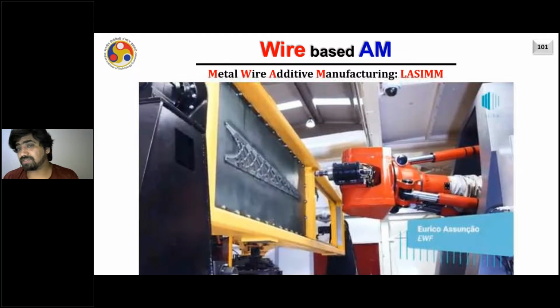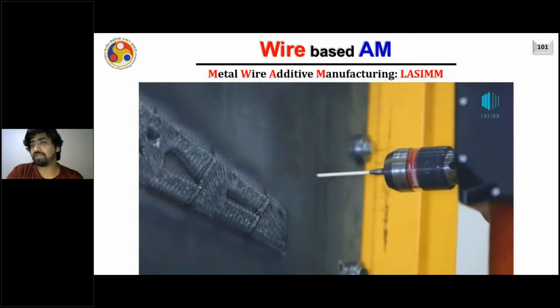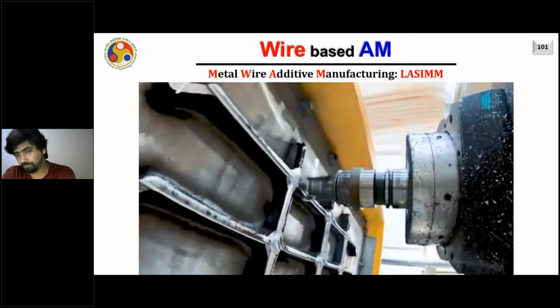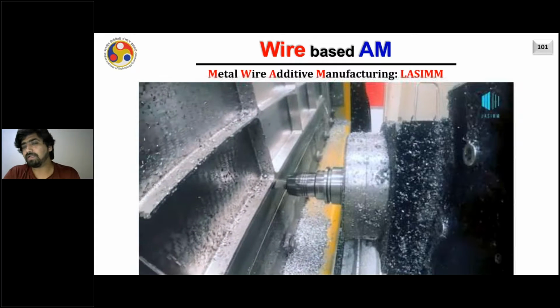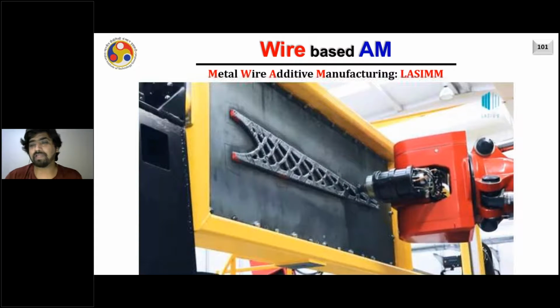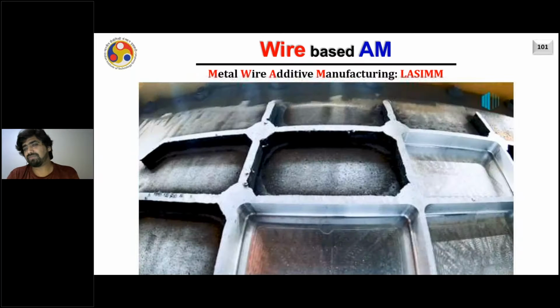So it's a hybrid process, and it's a multi-station system. The same robot can pick the milling cutter, as you can see, it's milling. It can pick the end milling cutter, and it can pick the inspection tool like touch probes. And it just finished the face milling. Now it will again deposit.